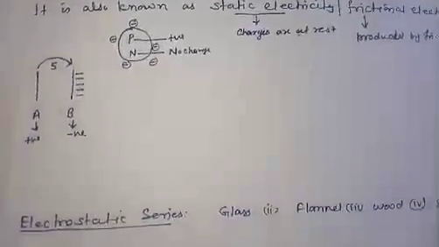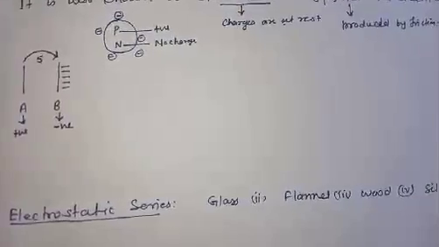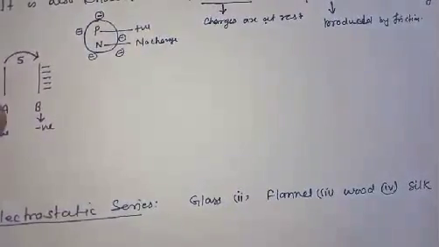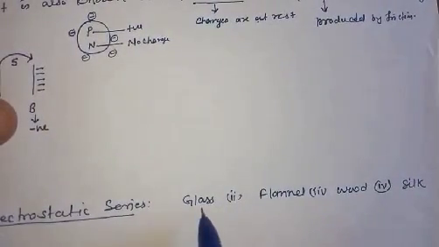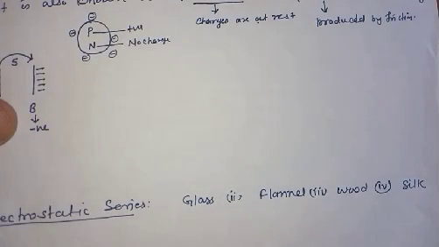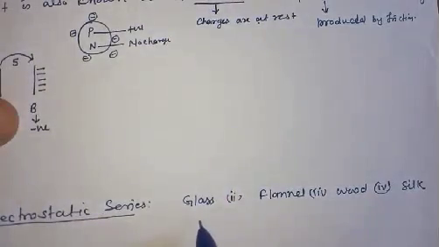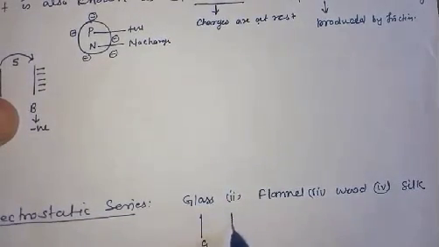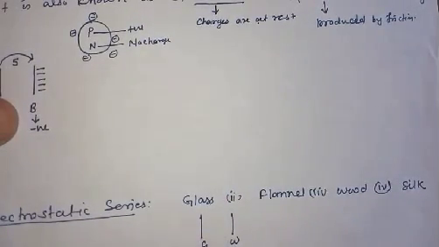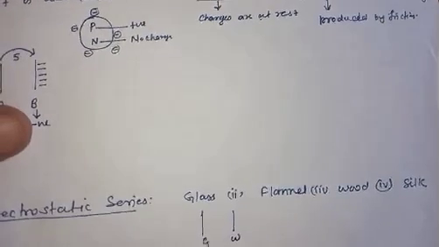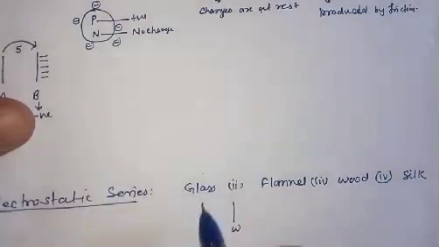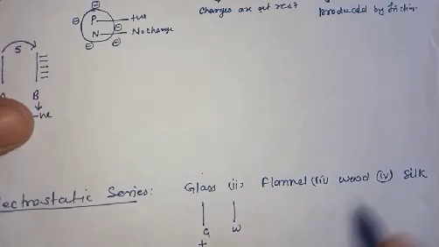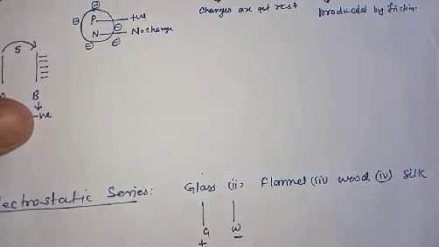Next topic is the electrostatic series. The electrostatic series tells us which body acquires a positive charge and which body acquires a negative charge. Say we have two bodies, one is glass and the other is wool. जब हम इसको rub करेंगे, what will happen? Glass comes first in the series, so it acquires a positive charge. Wool comes second, so it acquires a negative charge.